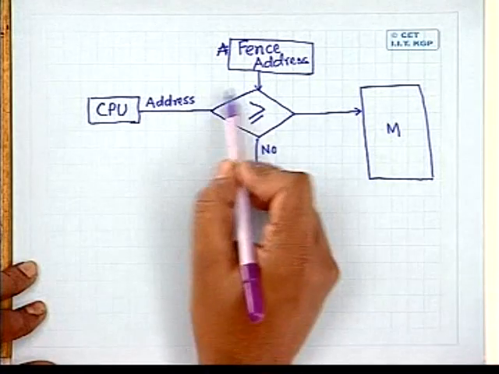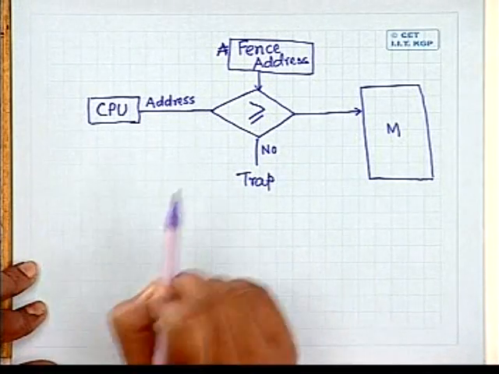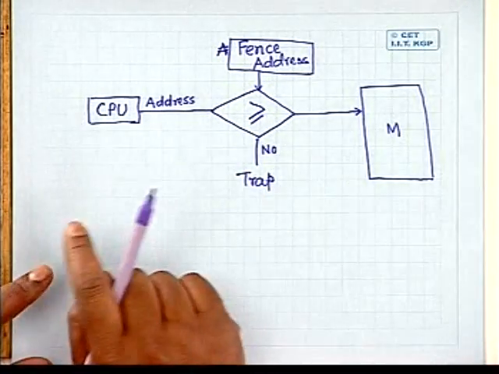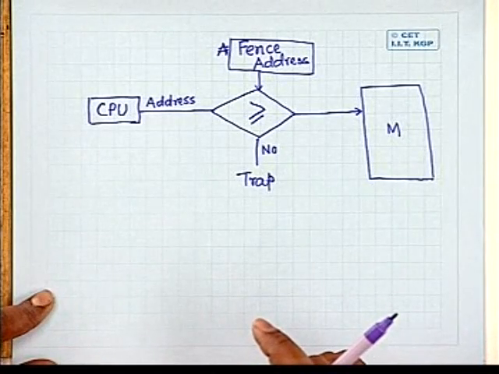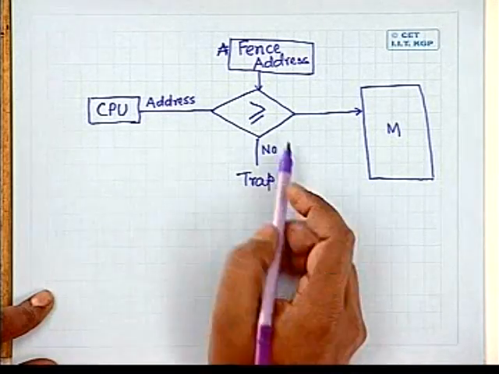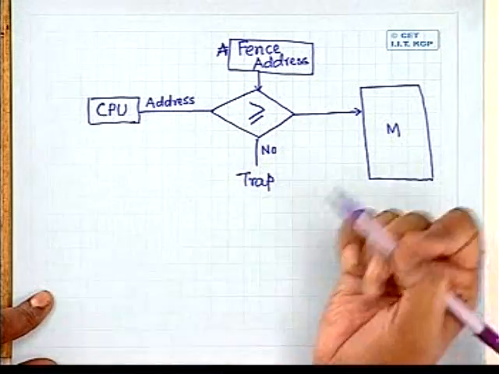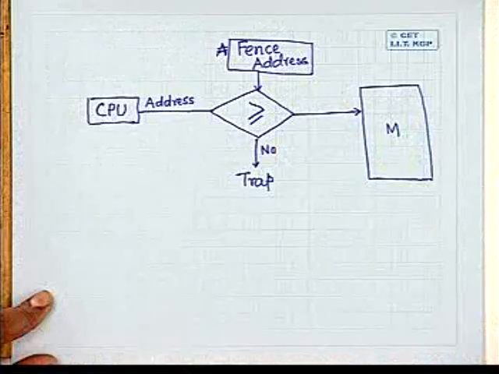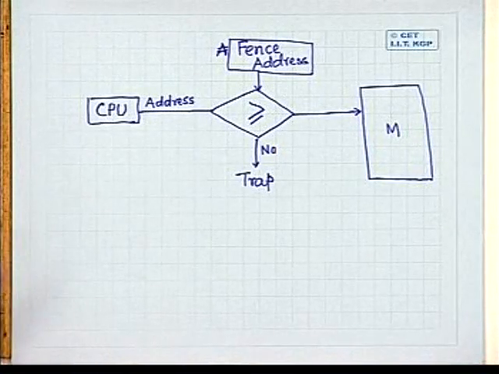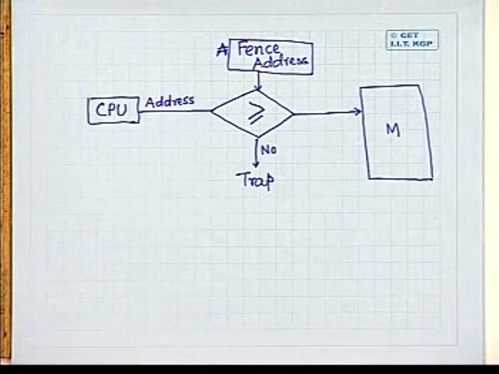So this hardware comparison can be executed in parallel at the same time when the process is trying to access the memory. I can have such a hardware comparator, and the fence address itself can also be built in hardware. That means one of the inputs of this comparator can be tied to the fence address permanently. But with that we'll have a problem: if the fence address is built in hardware, that means the fence address is fixed.